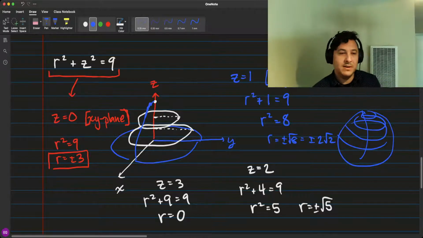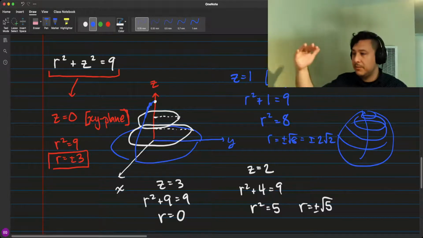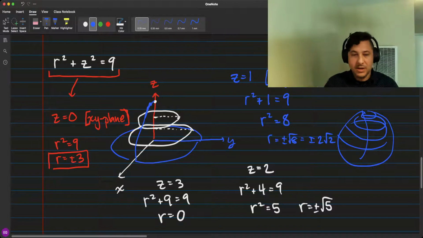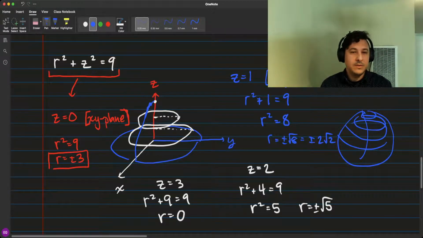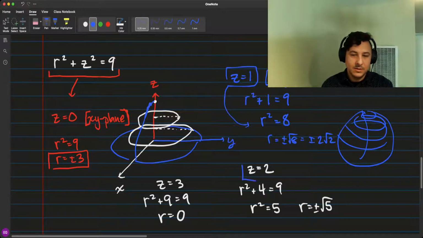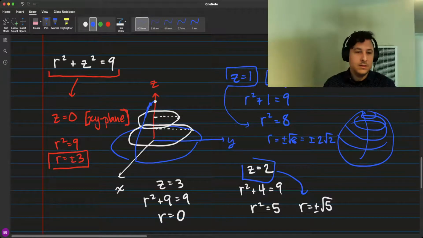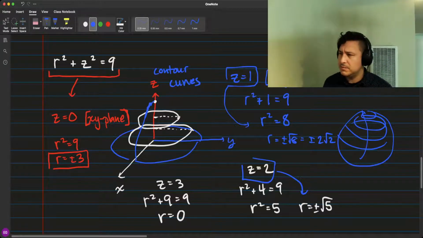Usually what you want to do is visualize these by plugging in different values. These are called contour curves. When you set z equals 1 you get this circle, and when you set z equals 2 you get this circle. So it's a good idea to plot these contour curves to give you an idea of what the shape looks like.